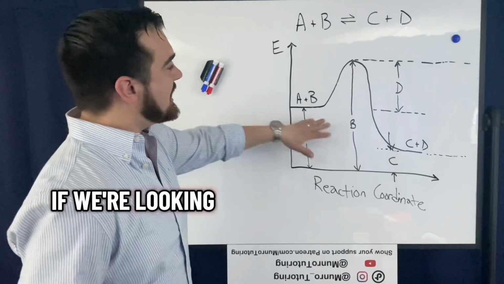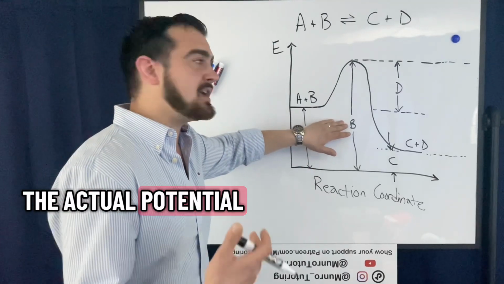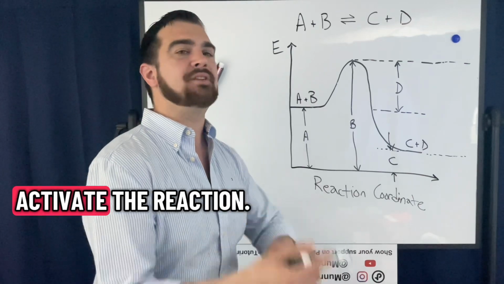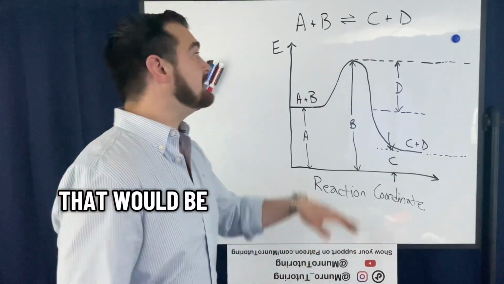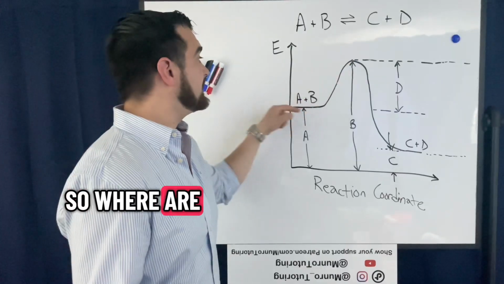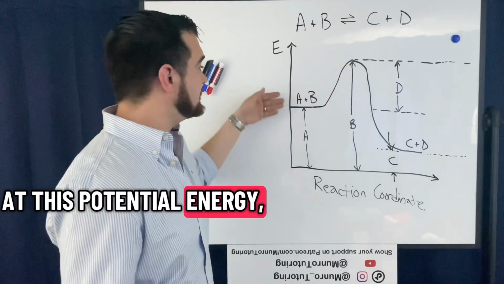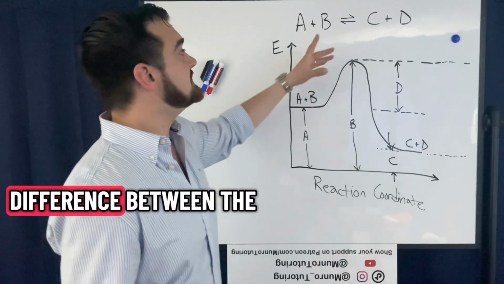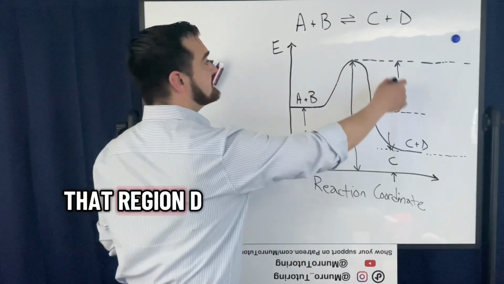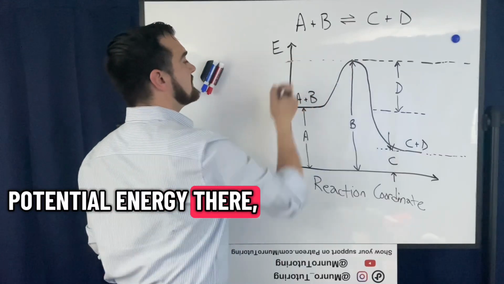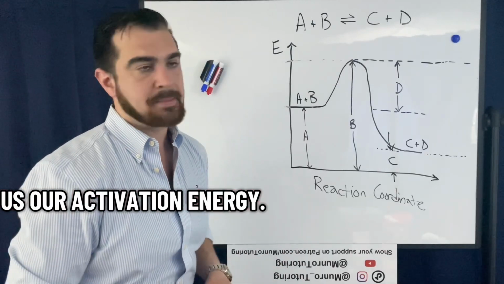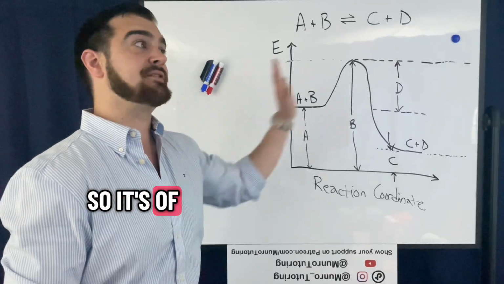So if we're looking at B, this is just the actual potential energy of the transition state. But it's not the amount of energy required to activate the reaction. That would be the energy to get to the transition state minus where we are starting from. So we're already starting here at this potential energy, this value. So then the difference between the top of the hill and your starting materials, that region D here, right? So it's this potential energy there minus this potential energy here. That's going to give us our activation energy. And in this case, I'm referring to the reactants, so it's of the forward reaction.